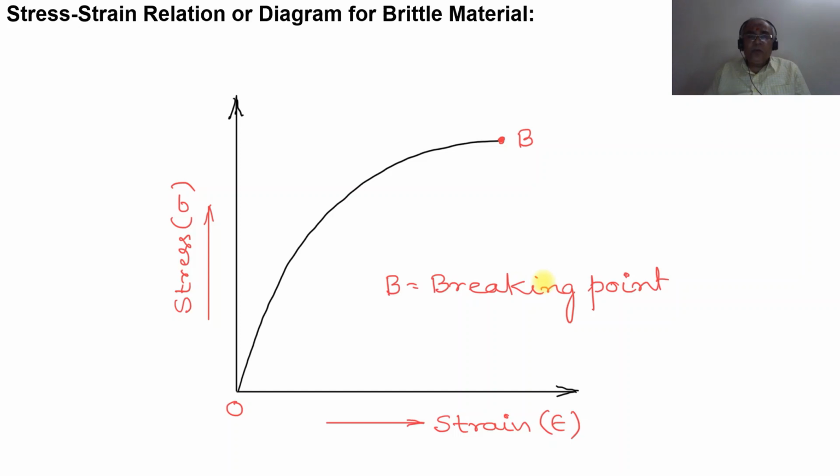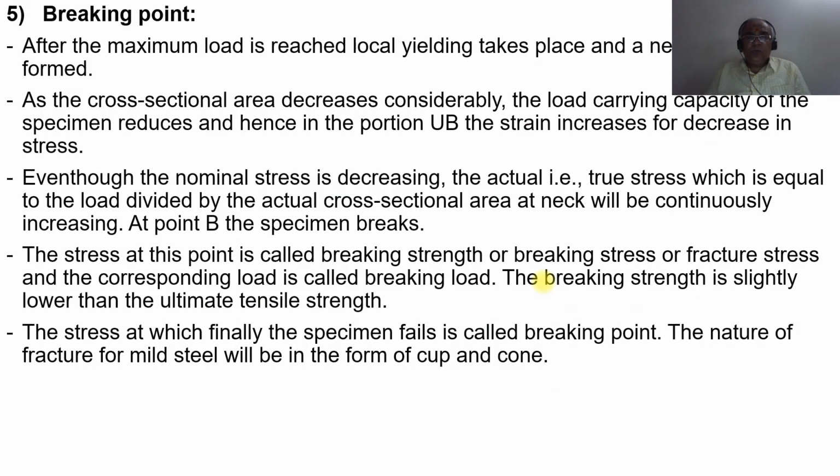So now this is how we are able to explain the stress strain diagram for the ductile material which we are taking into consideration, mild steel.